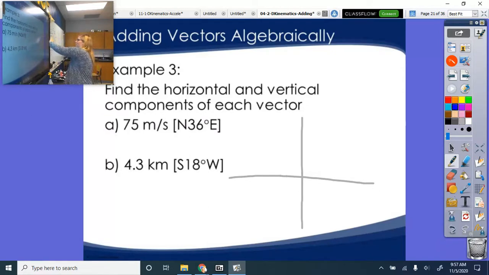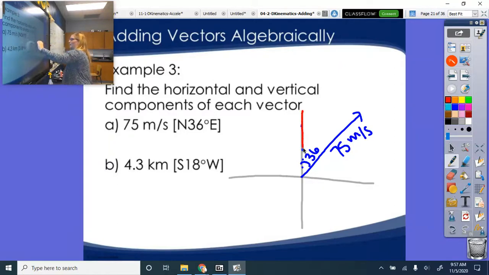So I need to figure out where I'm going. I'm going 75 meters per second, north 36 degrees east. So I'm going mostly north. I'm going 36 degrees towards the east. So this angle right here is 36, and I know that this is 75 meters per second. So I have my y component and my x component. So I need to figure out how I'm going to solve for each of these.